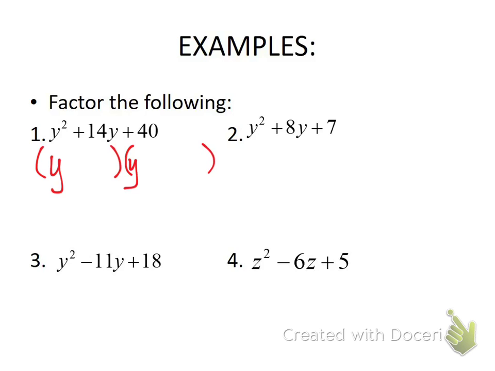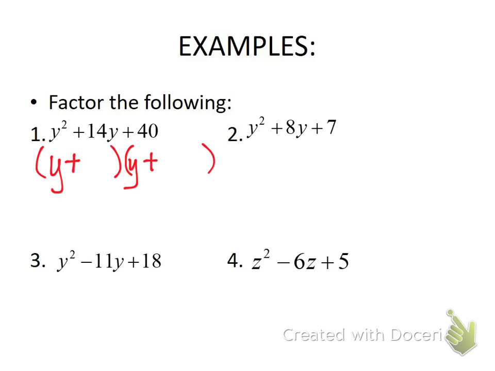What are our signs going to be? Positive and positive. If we look at the hints that we just wrote down, it said that if c in the back is positive, then the signs have to be the same, and we use the sign that was on b. So they have to be the same. We're going to make them both positive.